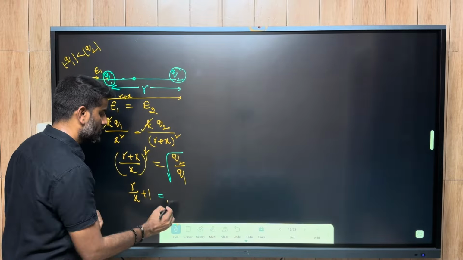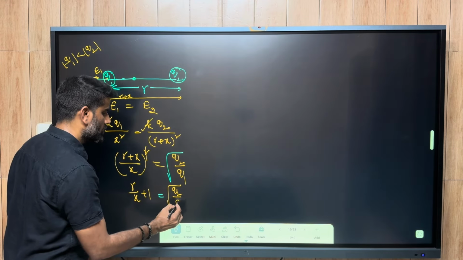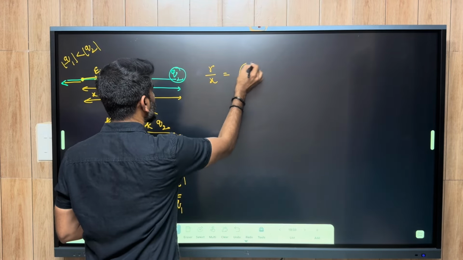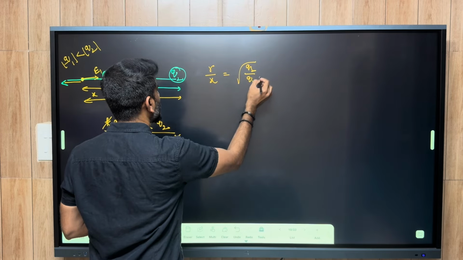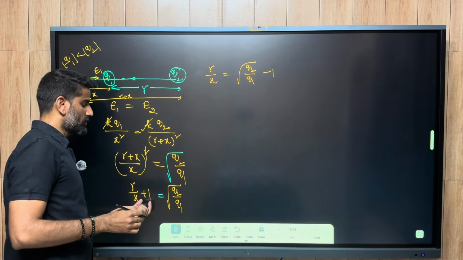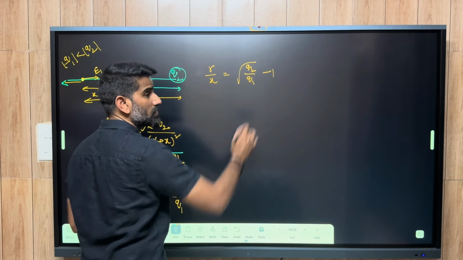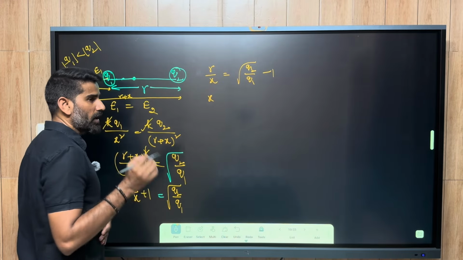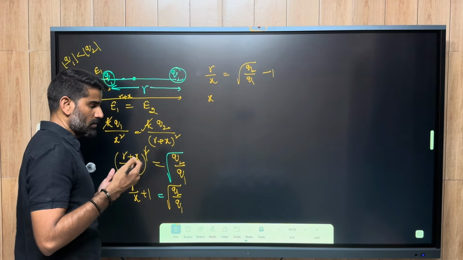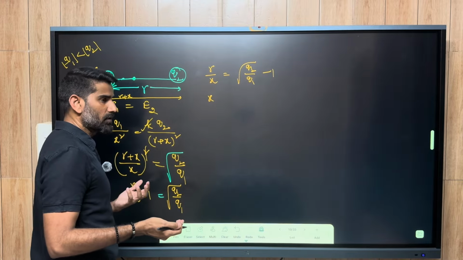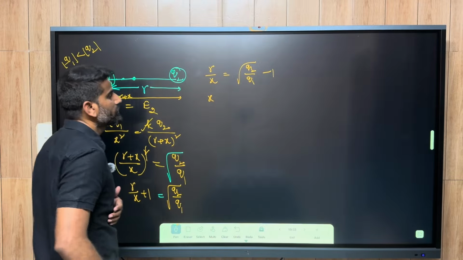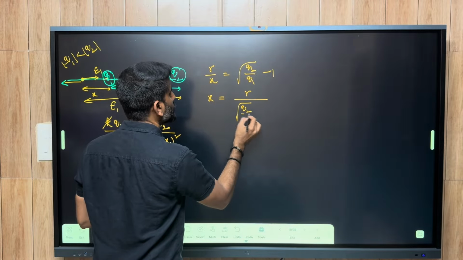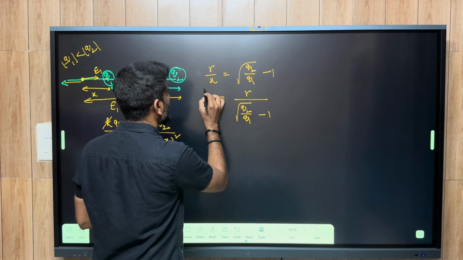So root over q2 by q1. If I rearrange this equation, r by x is equal to root over q2 by q1 minus 1. I have taken this plus 1 to that side, so it becomes minus 1. I need the x value because I am finding the null point from the reference charge. That reference charge is q1 itself. So x is equal to r upon root over q2 by q1 minus 1.